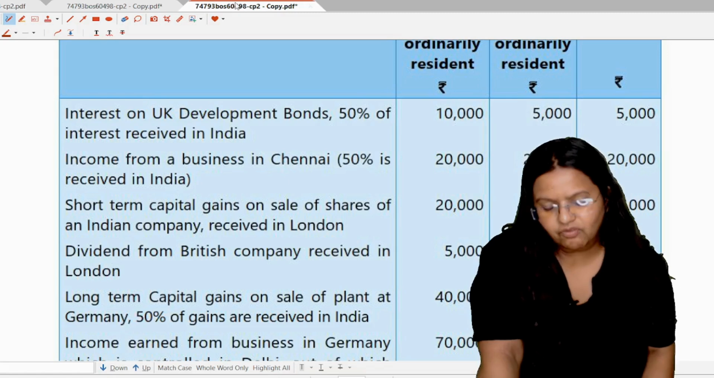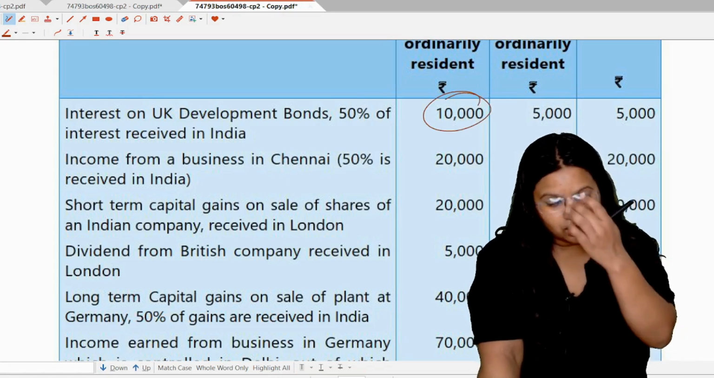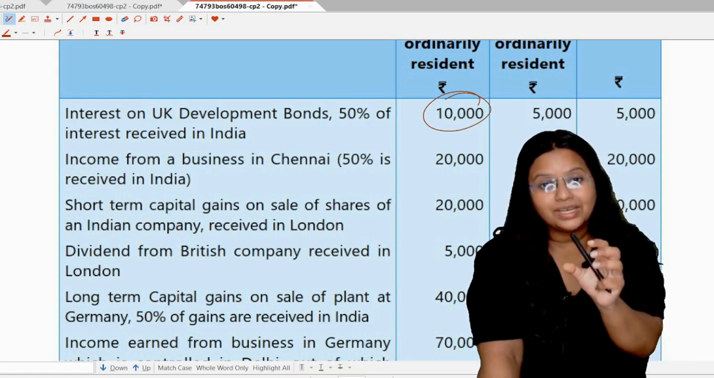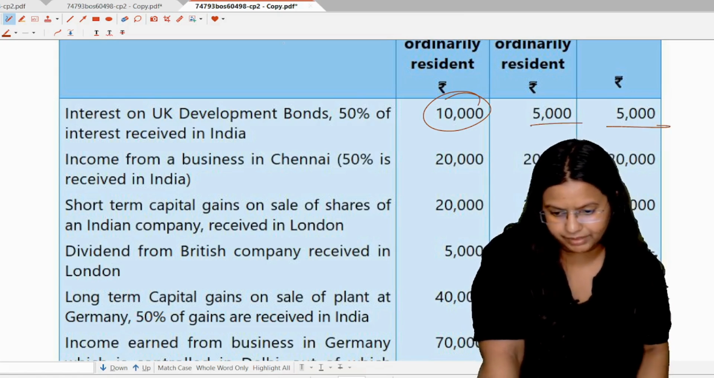Again, students, for resident and ordinarily resident, all the income, that is 10,000, will be taxable. For NOR and NR, only that income will be taxable which is received in India. Okay, that is 50%, 5,000.